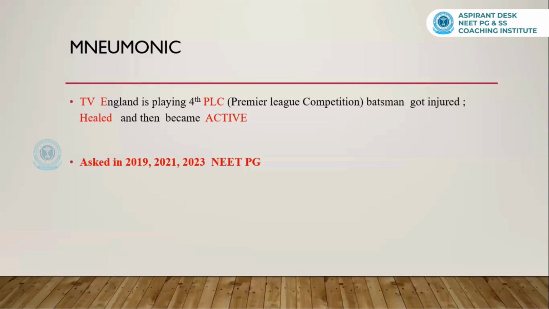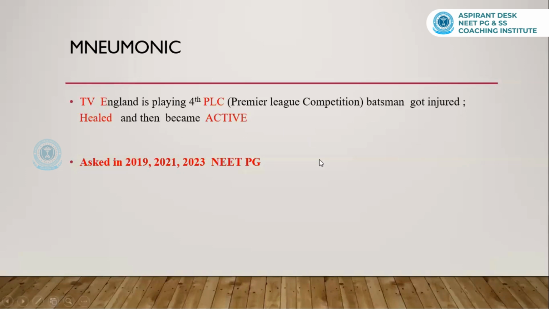So the batsman got injured and then he healed and then he became active. So healed ulcer is C5, active ulcer is C6. Don't forget, first he got injured, then healed, then only he became active. Don't confuse this. First healed ulcer, then only active ulcer.